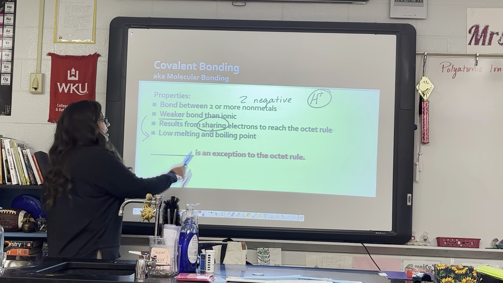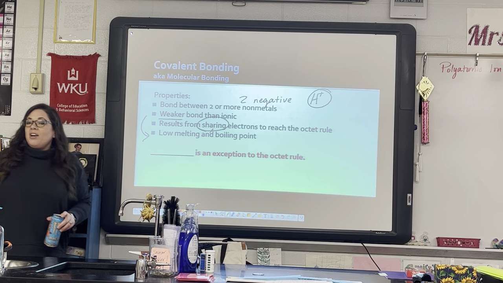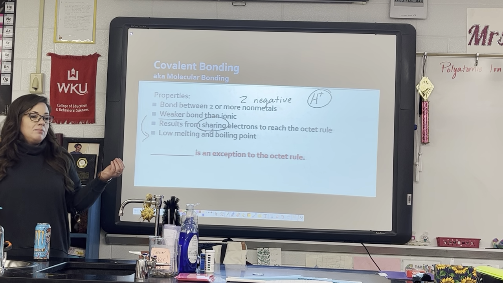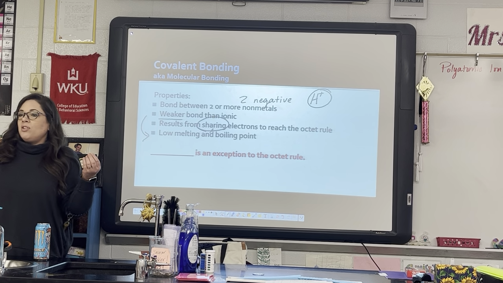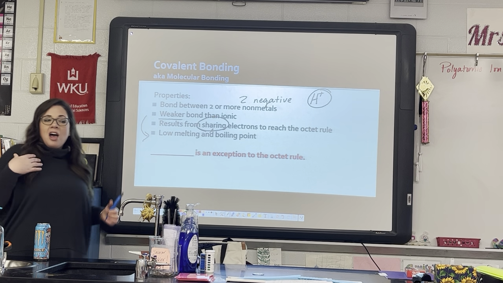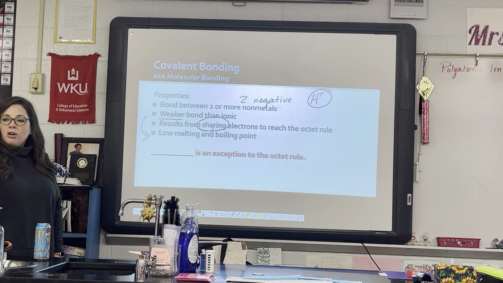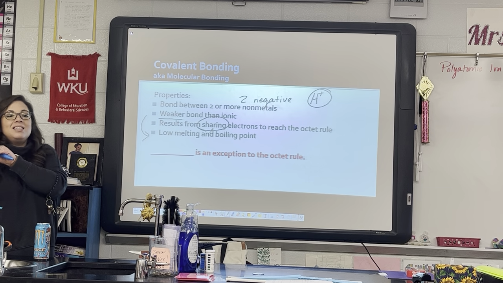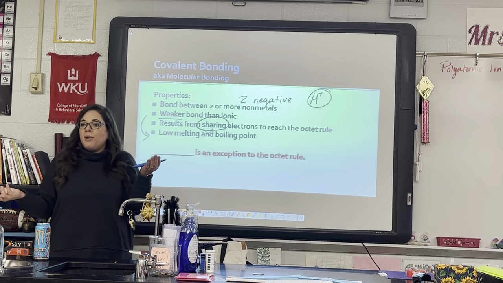All right, so now, instead of transferring electrons, they both want to gain them. So we're not going to transfer them. They're going to share them. So I have four. Michael has four. How can we get to eight? We share. So I share my four with Michael. Michael shares his four with me. Now we both have eight together. So that's how covalent bonding happens.